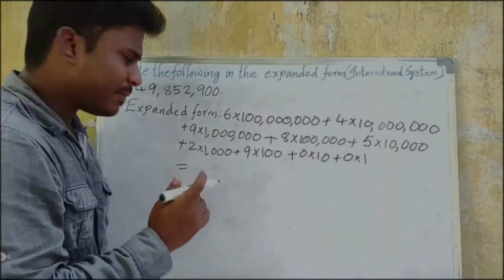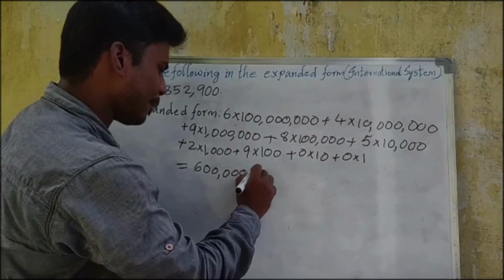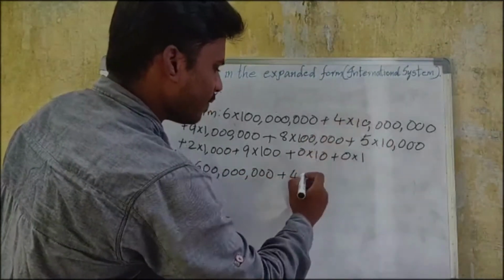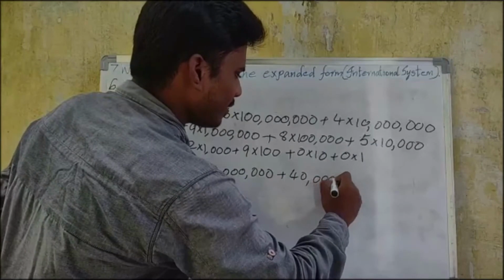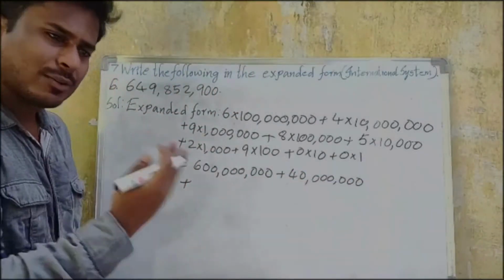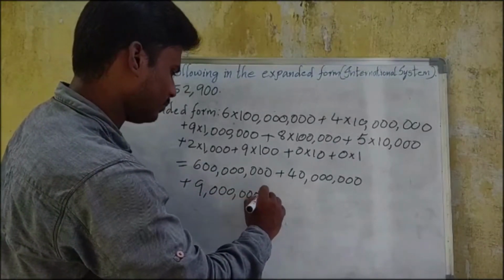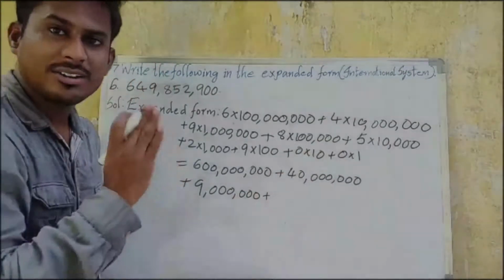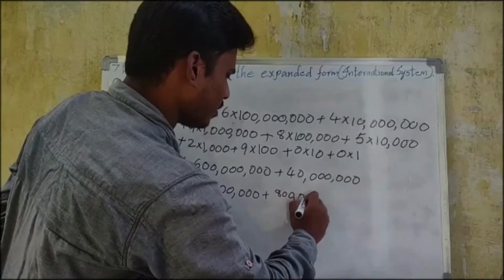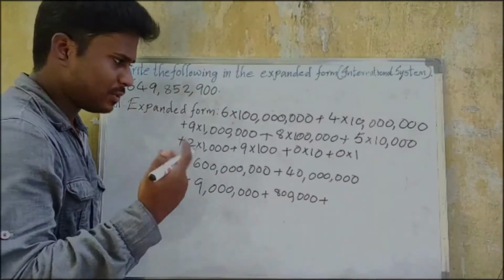6 into 100 million. 600 million. Plus 4 into 10 million. 4 tens 40. So 40 million. Then plus 9 into 1 million. 9 ones 9. So 9 million. Then 8 into 100,000. 8 hundreds 800. 800,000. Plus 5 into 10,000. 5 into 10, 50. So 50,000.